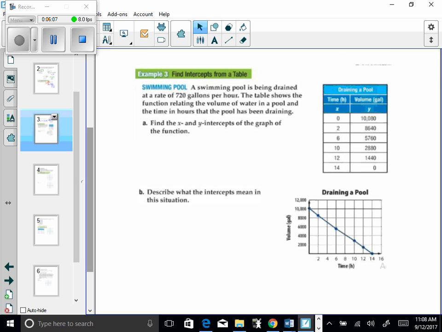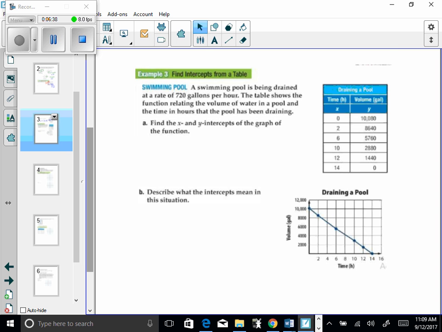Example 3, find the intercepts from a table. A swimming pool is being drained at a rate of 720 gallons per hour. The table shows the function relating the volume of water in a pool and the time in hours that the pool has been draining. And so we have a T-chart there that gives our draining pool. Our x-coordinate is the time and our y-coordinate is the volume. And it says find the x and y intercepts.